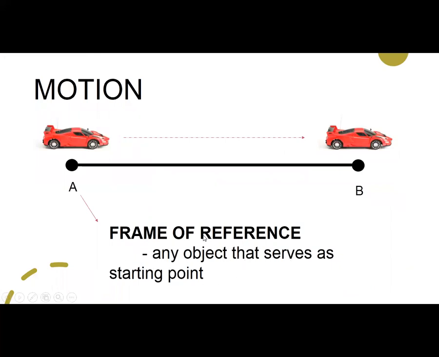So, ang frame of reference ay kung saan nagsimula gumalaw yung object. So, sa example na to, this car, red car from point A, moved to point B. So, we can say that the frame of reference of this motion is the point A. Kasi doon nag-start gumalaw yung red car.